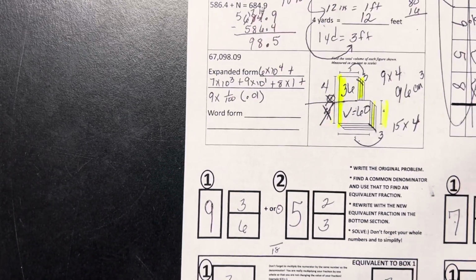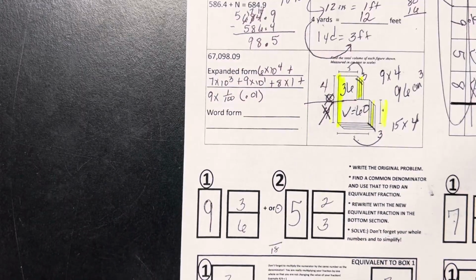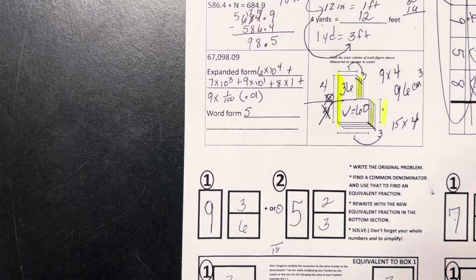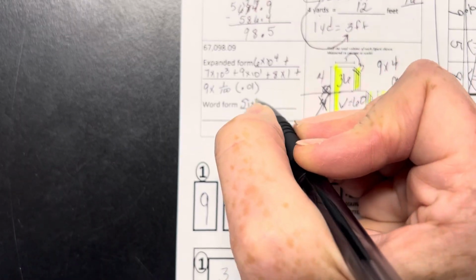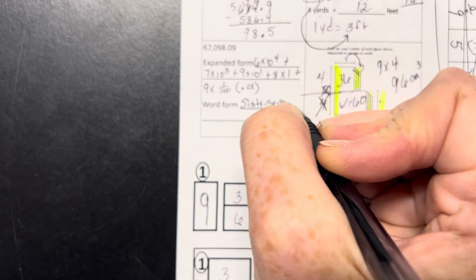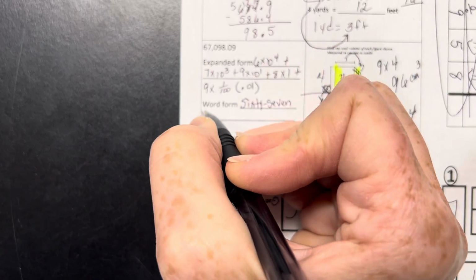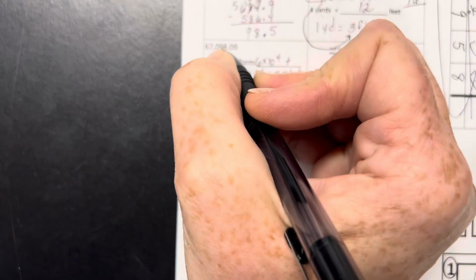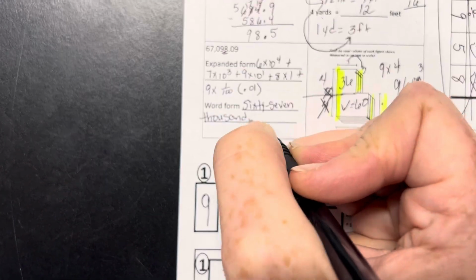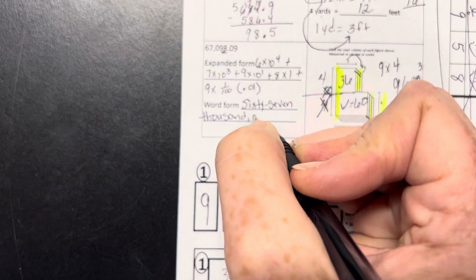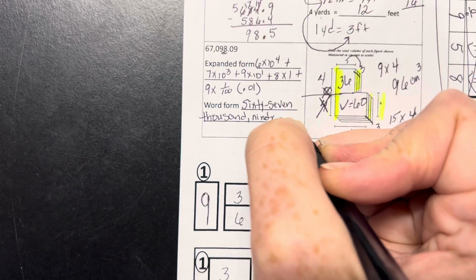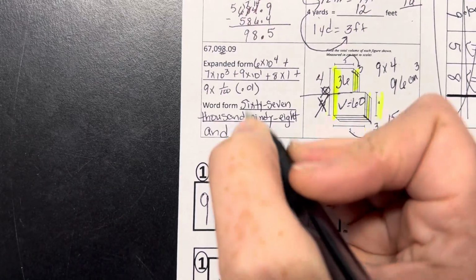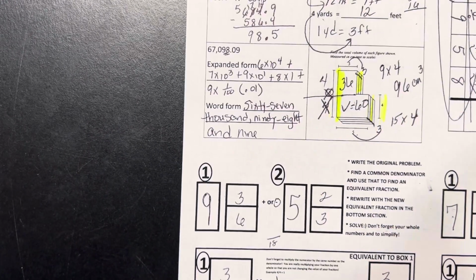Okay, now we're at the word form, boys and girls. Think about just that number, 67. Oh, man, 6, 7. 67, and it's 1,000, comma. Think about how you say that. 98, sorry. And 9 hundredths.